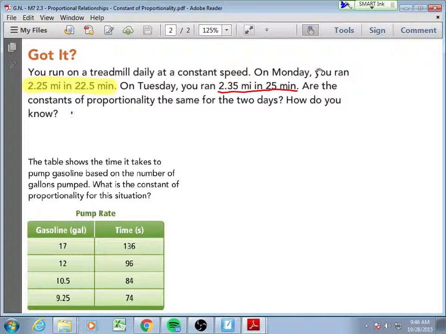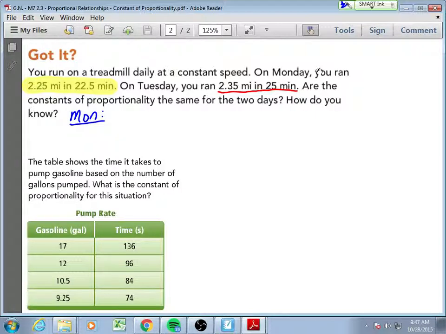So let's set up Monday first. Do we want to do distance divided by time or time divided by distance? Distance divided by time. It really is your choice. Now, when we talk about speed, how do we talk about speed, like when you're driving in the car with your parents? Miles per hour. That's distance divided by time. So that's how we normally do it.